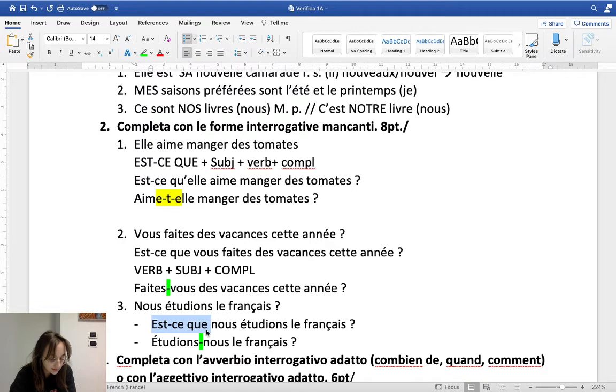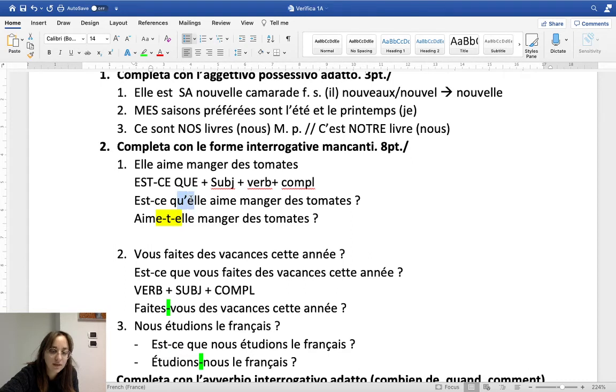Third sentence, elles sont belges. Est-ce qu'elles sont belges? So pay attention, we have two E's at the end of the que and at the beginning of elles. So we have to just use one E. It's like est-ce qu'elles. Okay, it's the same reason why we have to eliminate this E. So, est-ce qu'elles sont belges? Number 4, vous avez des copains? Est-ce que vous avez des copains?